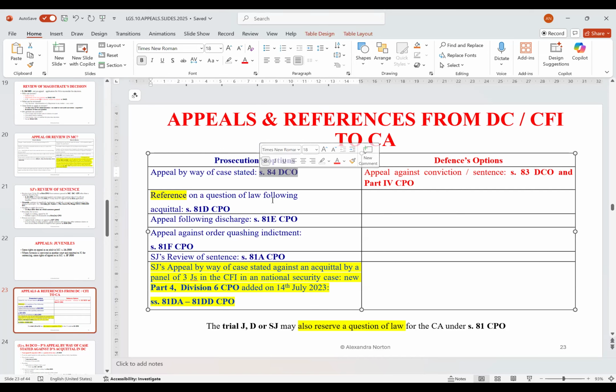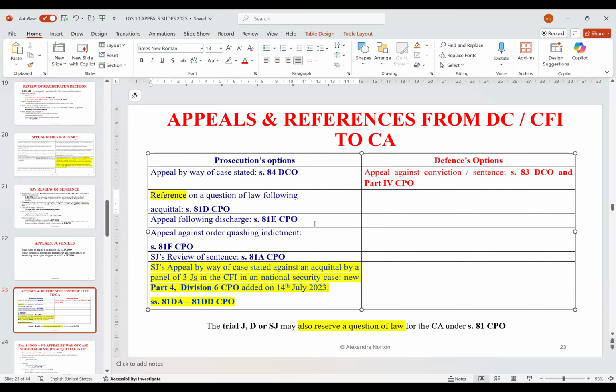We'll look at that in a minute. There is also the power of the prosecution to refer a question of law following an acquittal in either the DC or the CFI under Section 81D of the CPO. This is where they ask the Court of Appeal to consider a question of law, but it's not an appeal. The Court of Appeal won't overturn the original acquittal.